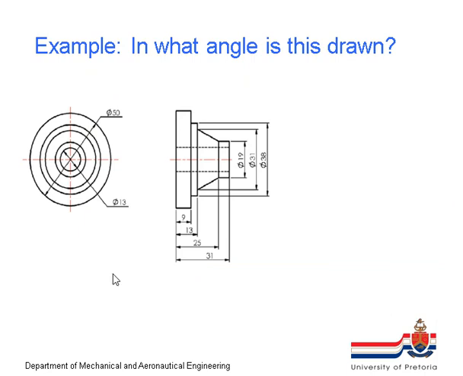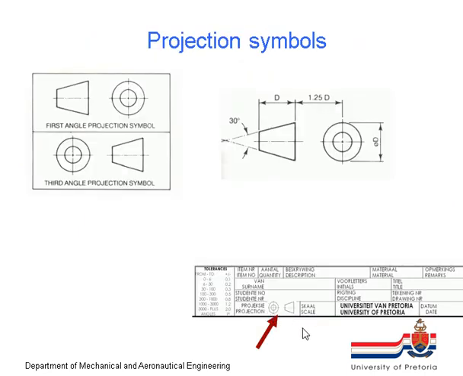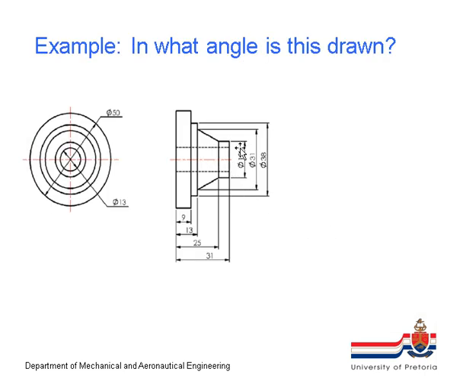So it's really important to always first start evaluating a drawing by looking at the projection symbol. That tells you where to expect a view on a paper. So I expect the right-hand view of this thing on the right-hand side if it is third angle, and I will expect the right-hand view on the left-hand side if it is first angle.